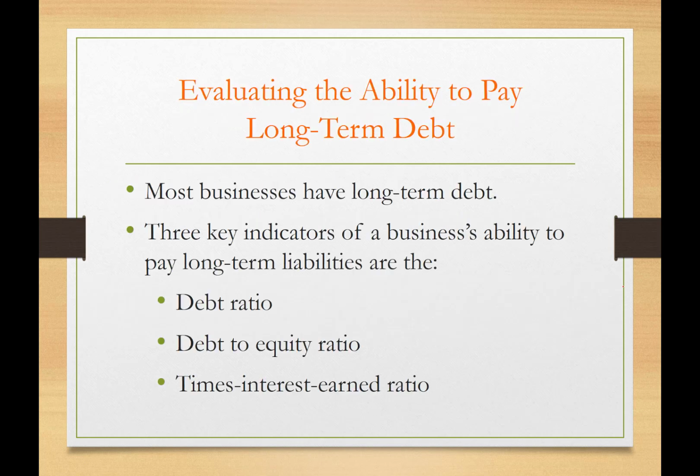All right, then we get to how we evaluate the ability to pay long-term debt. And we think of long-term debt being bonds. And then we have interest expense along with that. When we make our cash interest payments, we have notes payable, mortgage payable. So what ratios are we going to look at for this? We're going to look at the debt ratio, the debt to equity ratio, and the times interest earned ratio.